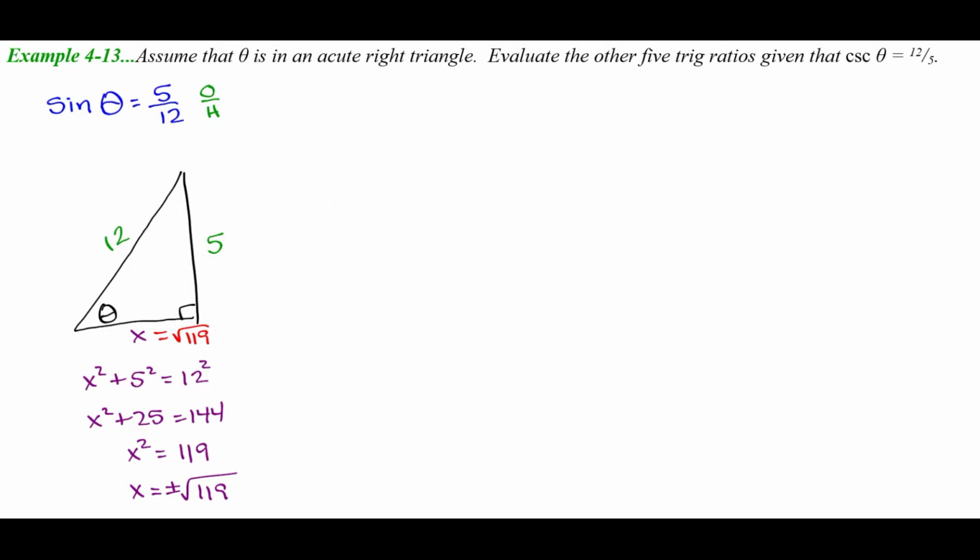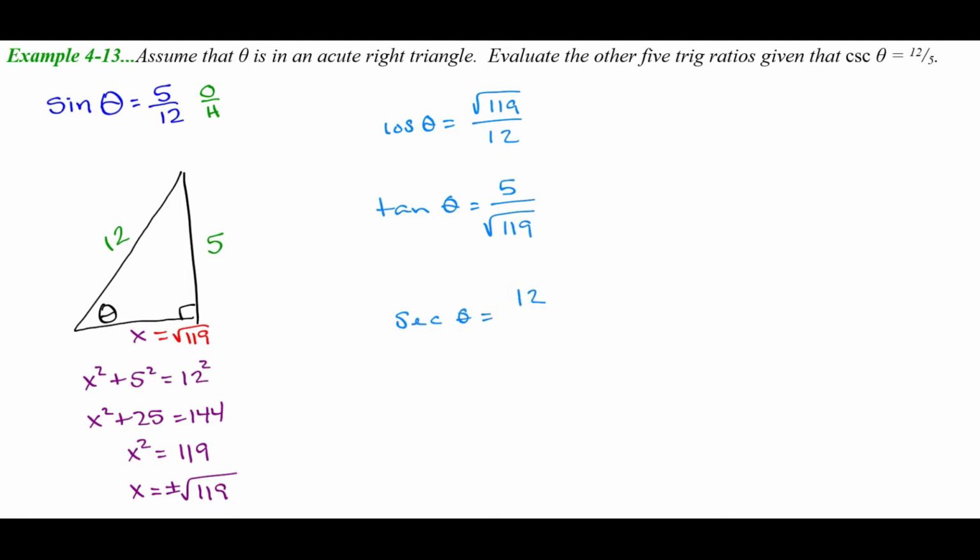So again, once I have all 3 sides, I can come up with my other values. We already found sine, so now we're going to do cosine. Cosine is adjacent over hypotenuse, so we're going to have radical 119 over the hypotenuse, which is 12. We're going to do the tangent of theta, which is opposite over adjacent. So opposite is 5 over the adjacent side, which is the square root of 119. And then we can do the reciprocal of cosine, which is secant.